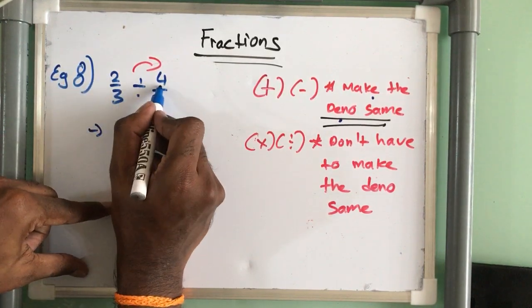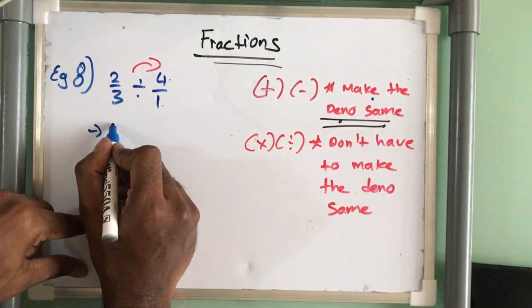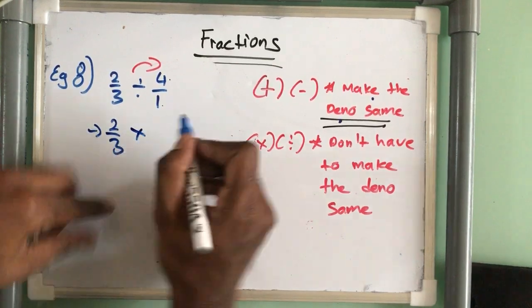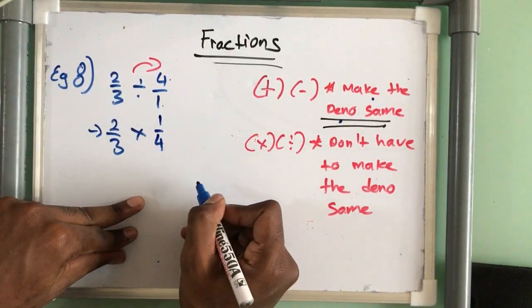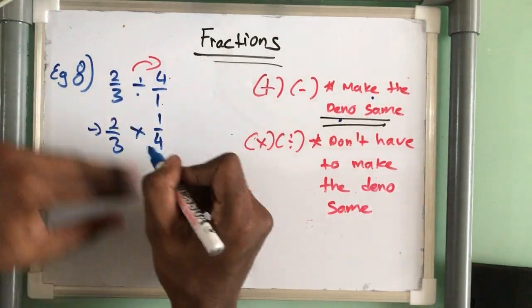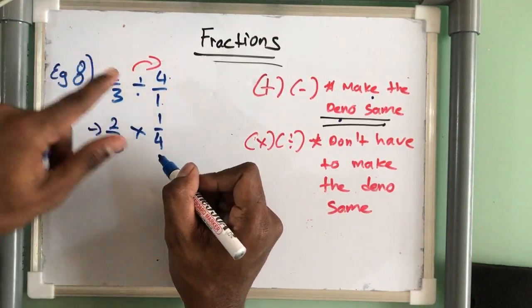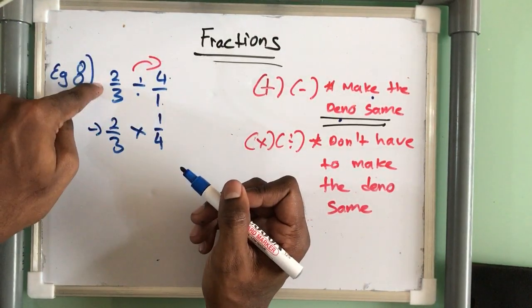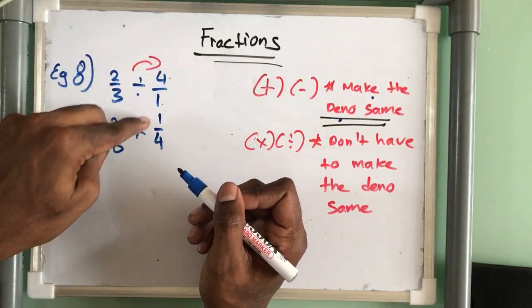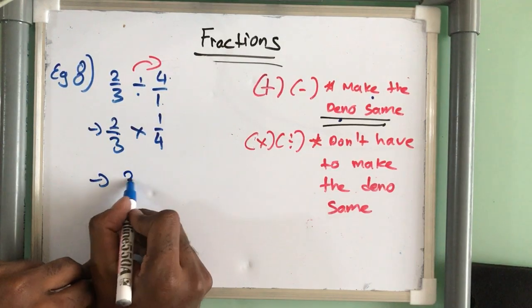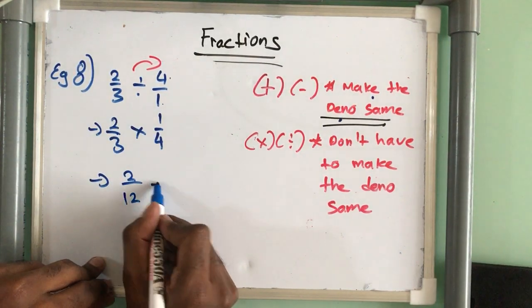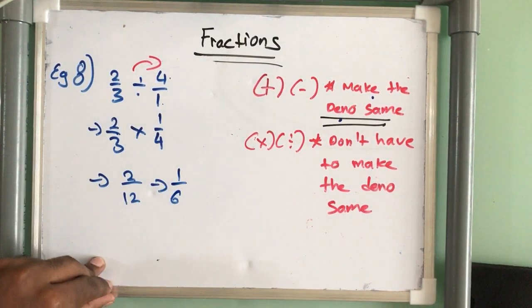Now after the division symbol, we have 4 over 1. Therefore, we convert by inverting the number to become 1 over 4. Take note, look after. We do not convert the 2 over 3 to 3 over 2. We only look after, not before. So we invert it to become 1 over 4. Now you can solve this easily. 2 times 1 is 2. 3 times 4 is 12. And you will get 1 over 6.